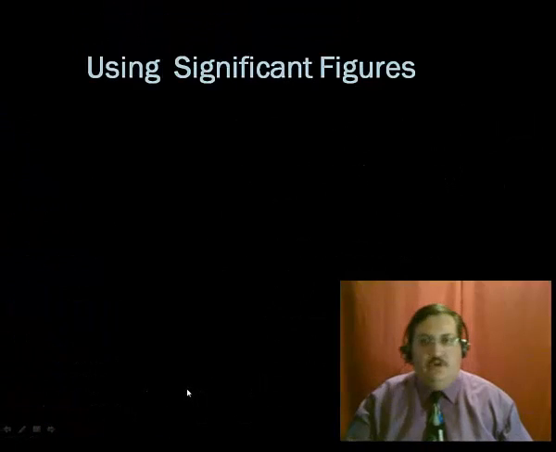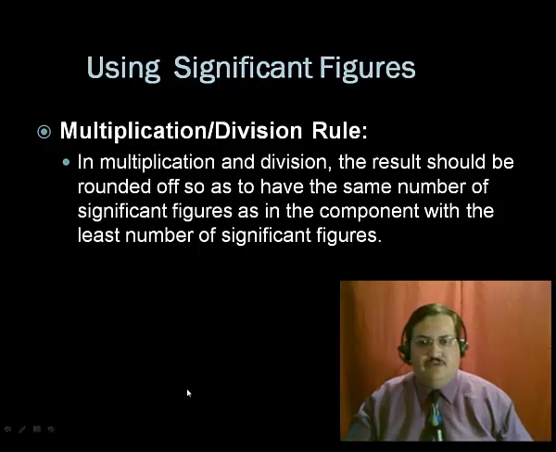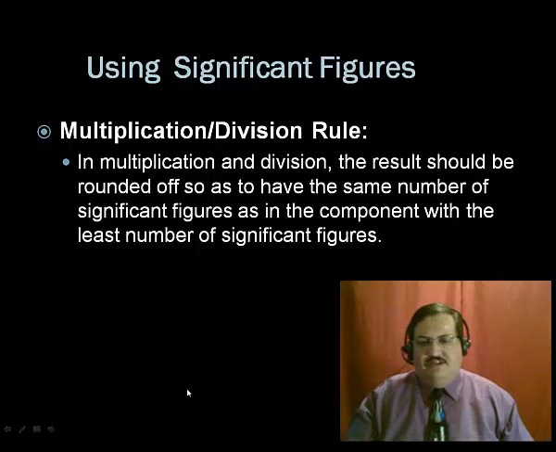So now we know how to determine how many significant figures there are in a number. How do we use that in math problems? Well, there's 2 flavors or 2 rules when it comes to using significant figures. The first flavor is the multiplication and division flavor. Sounds really tasty. Ask for it next time you get ice cream. In multiplication and division, the results should be rounded off so they have the same number of significant figures as the components with the least number of significant figures.